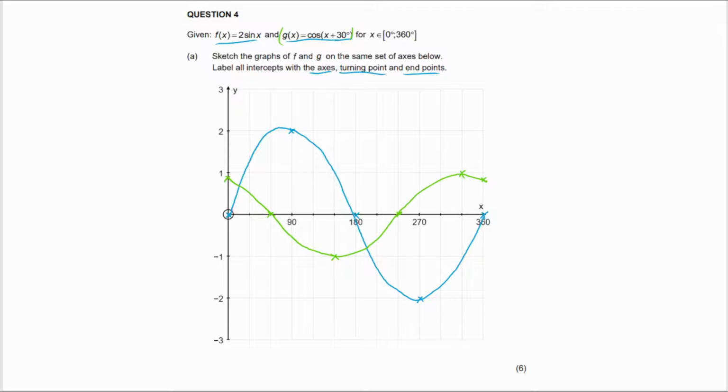Like this. Now that we know how our graphs are going to look, we can label some points. So this is 0, 0. This is 90 degrees, 2.